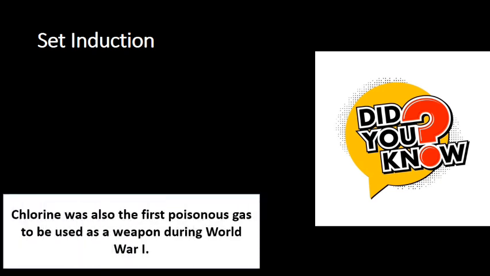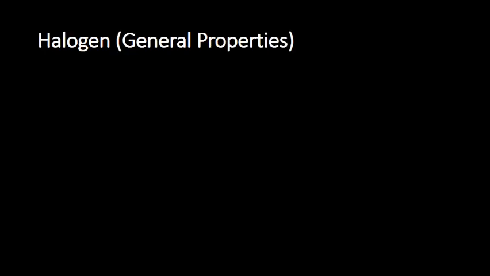Did you know that chlorine was also the first poisonous gas to be used as a weapon during World War I? That tells you that chlorine has been in existence for so long, and people have been using it for one purpose or the other. Did you also know that chlorine is one of the members of the halogens? So let's dig into what the halogens are.